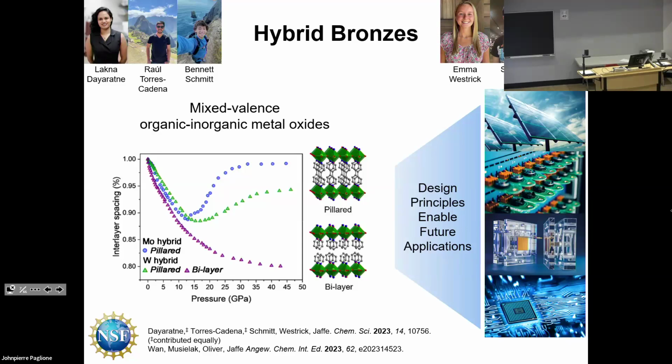bond between the layers and you just have a van der Waals gap between these organic molecules, we get a more or less monotonic decrease in the interlayer spacing. But with materials where we have a pillaring ligand, such as 4,4' bipyridine, we then get this weird turnaround in our interlayer spacing, this sort of negative compressibility of that interlayer spacing.